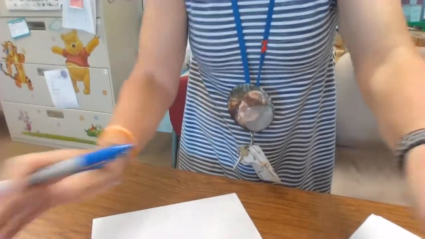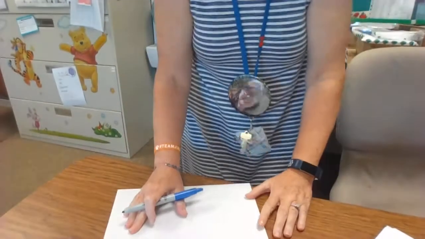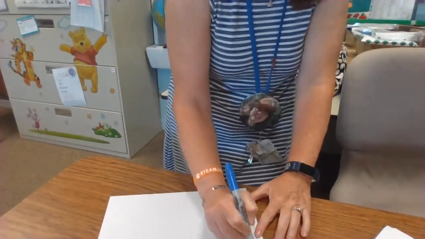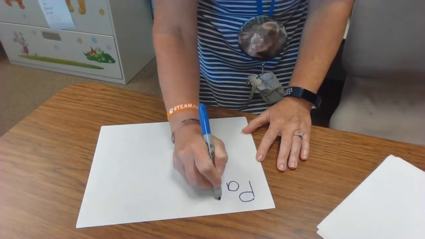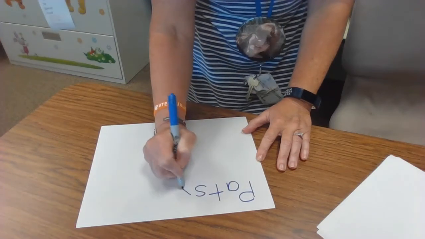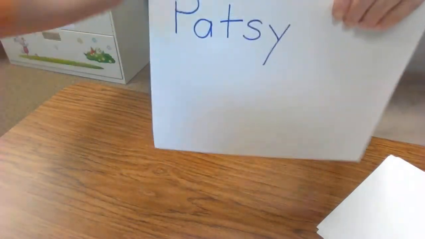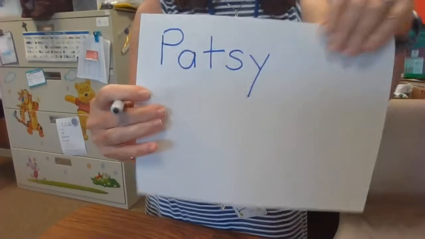So on this piece of paper, I'm going to begin by writing my first name. And all names begin with an uppercase letter. My first name is Patsy. And I spell Patsy, and I'm going to push this down so maybe you can see it a little bit. Patsy is spelled uppercase P, A, T, S, Y. And here is how my first name, Patsy, looks.